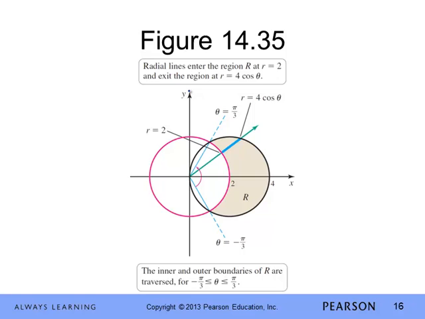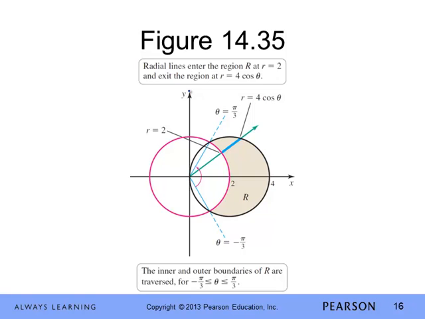Okay, so the big thing that you want to be able to do is, if you don't see the graph, sketch the graph. And then find your outer function, your inner function, and your limits of integration. So where do these two circles meet? Well, of course, here it says negative pi over 3 to positive pi over 3. But why is that true?